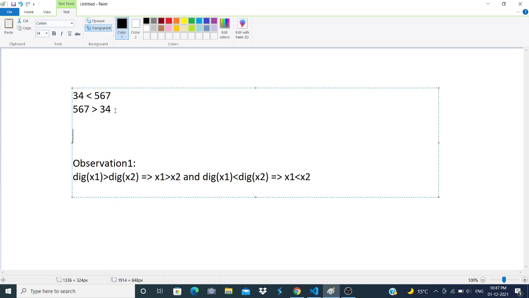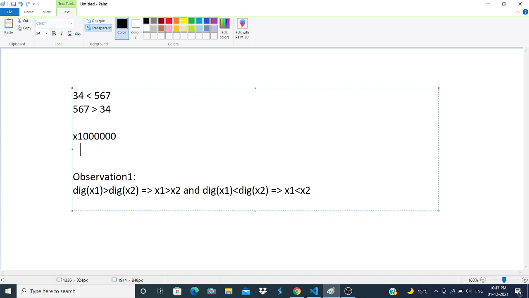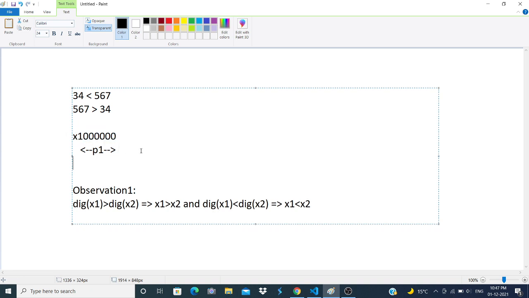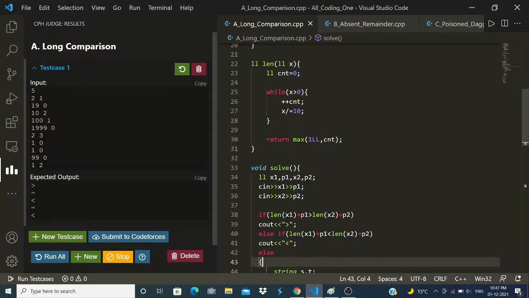As we know that the number follows a specific pattern, like x1 followed by p1 number of 0, right? This was the pattern. So what will be the length of this entire number? That will be nothing but how many digits are there in x1 plus p1, the number of zeros. So we will just add p1 to it. And for counting how many digits there are in a particular number, we can just keep on dividing x1 by 10 until it is greater than 0. That's a very standard approach.